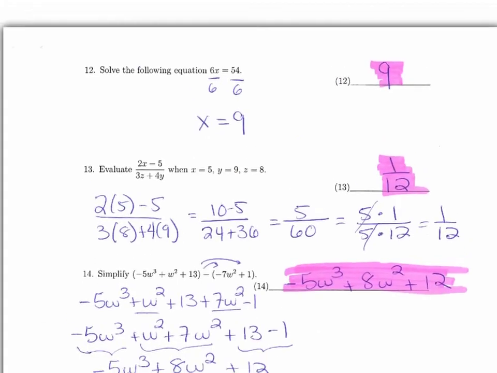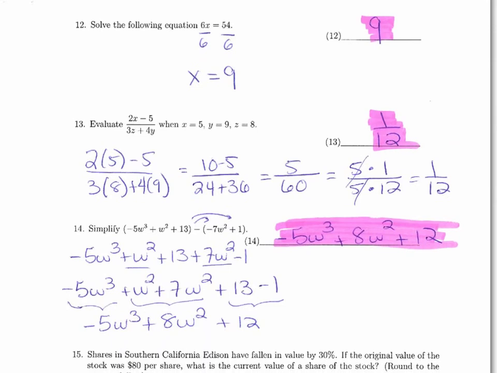Now, we're solving this equation, and this one is simple compared to the one we did on the last page. All we have to do is get this variable by itself. So divide both sides by 6. The 6's divide out, and you get just x equals 9.